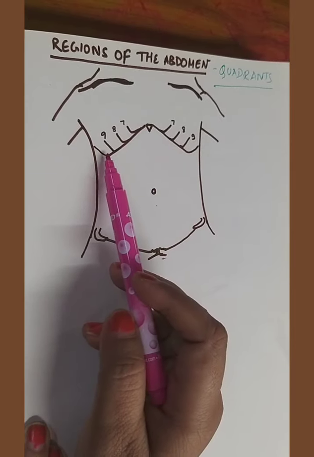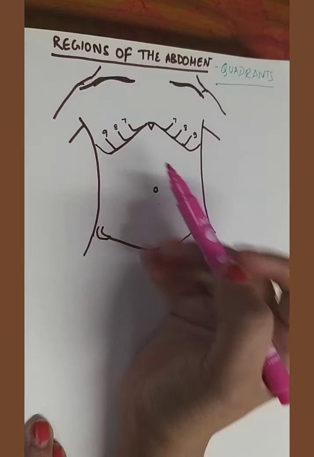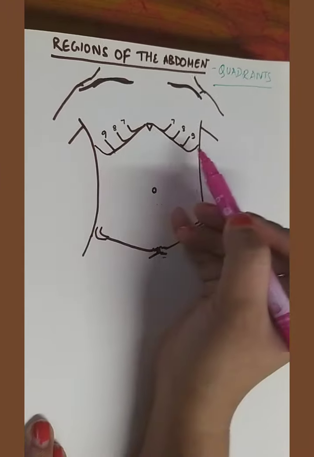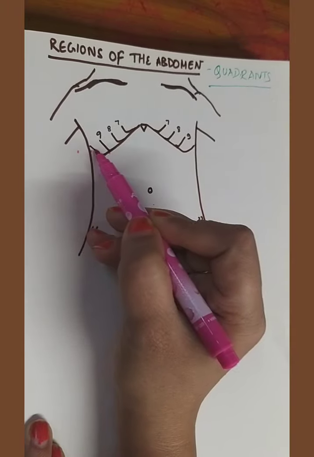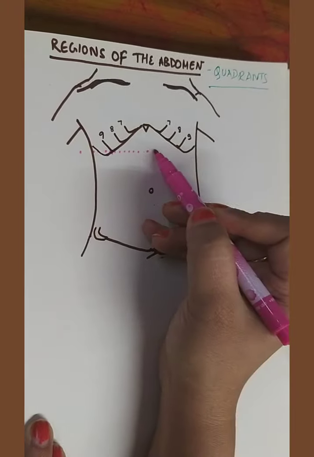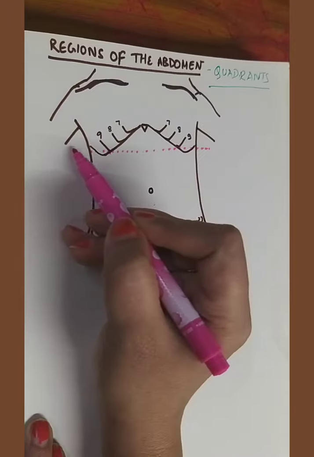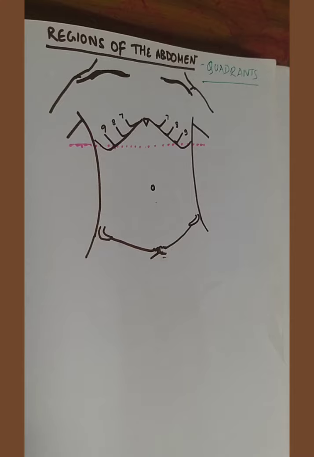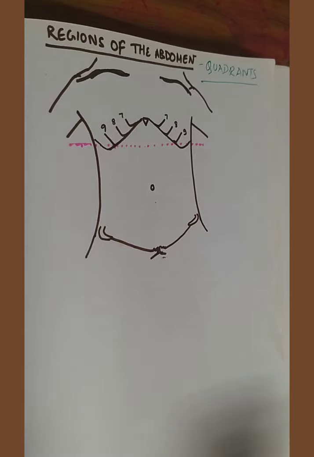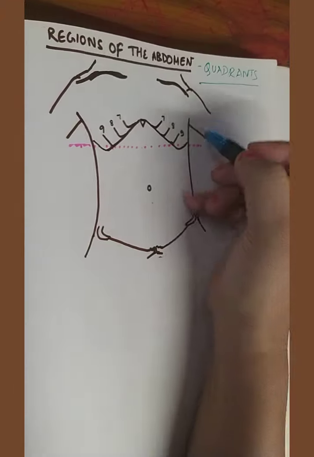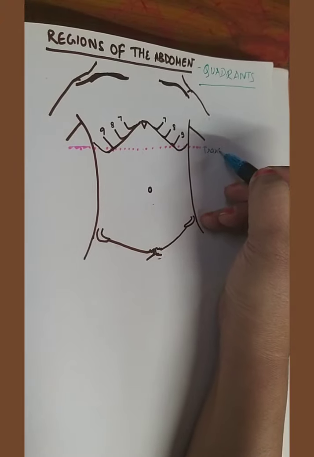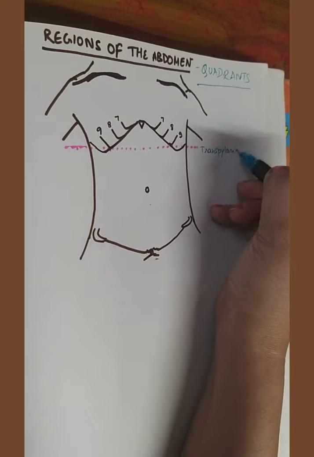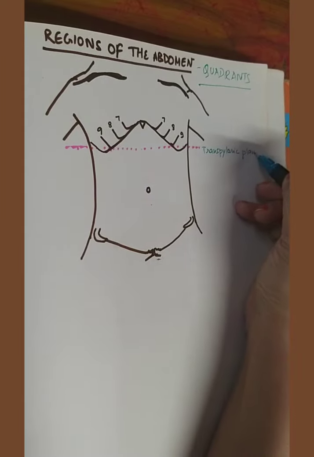Now this transpyloric plane in the front passes through the tips of both the 9th costal cartilage, and behind it passes through the lower border of the first lumbar vertebra. So this is the transpyloric plane.